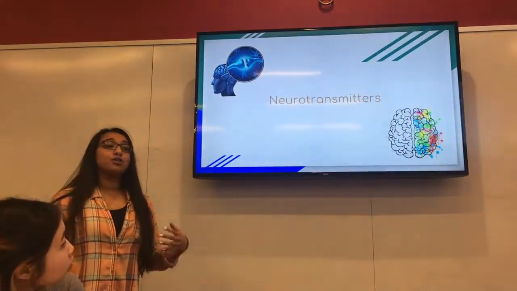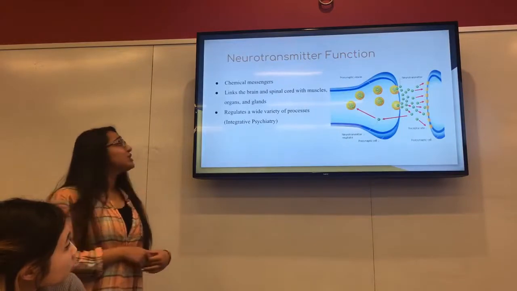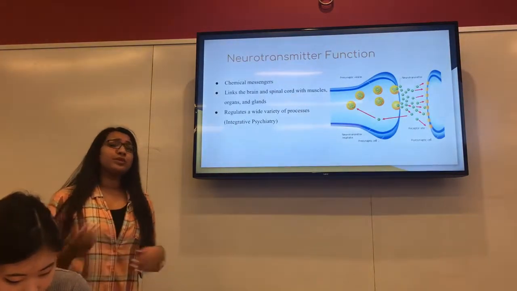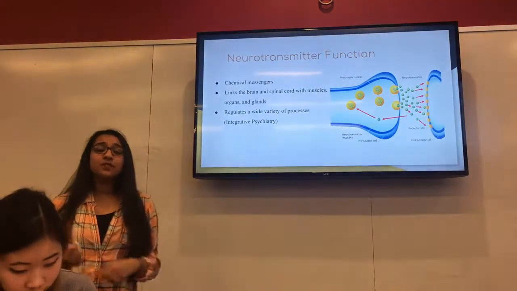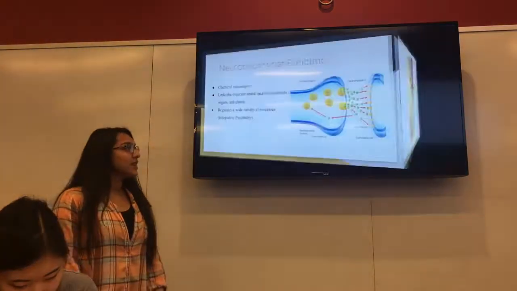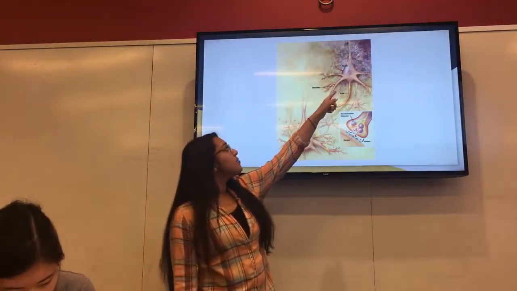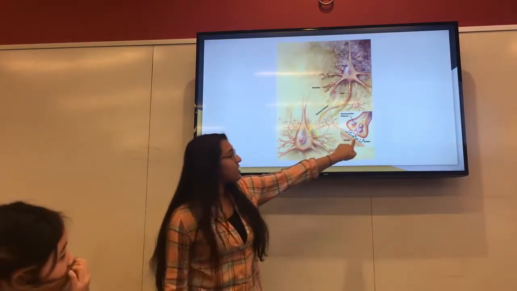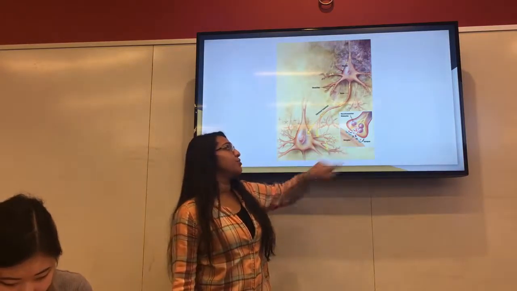Now we're going to talk about our 2 main neurotransmitters. So neurotransmitters are chemical messengers, and they link the brain and spinal cord with muscles, organs, and glands, which we call the receptor sites. It regulates a wide variety of processes such as fear, pleasure, anger, a lot of your emotions. This is a diagram that shows from one neuron to the next neuron, because neurons don't actually touch. They have a gap in the middle, which is called the synaptic cleft. So how neurons communicate is through these chemical messengers, which are neurotransmitters.